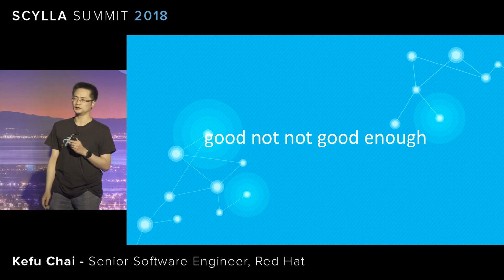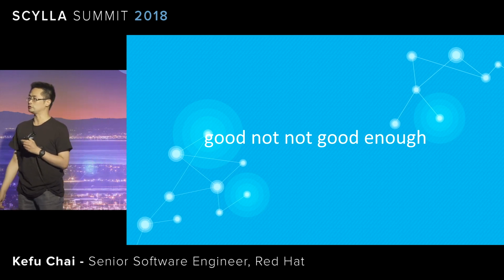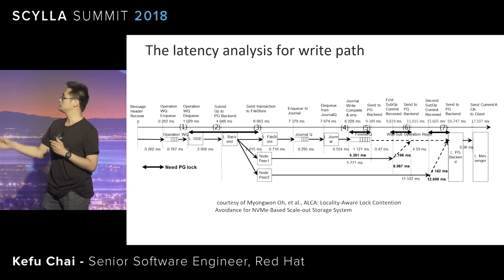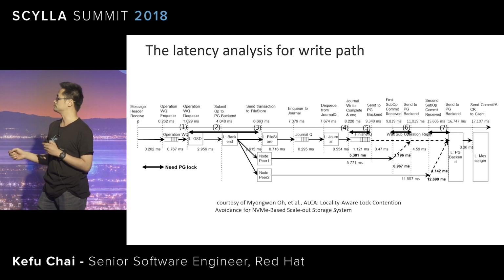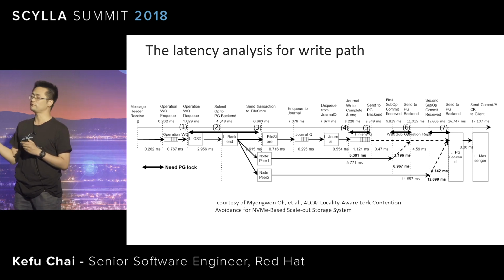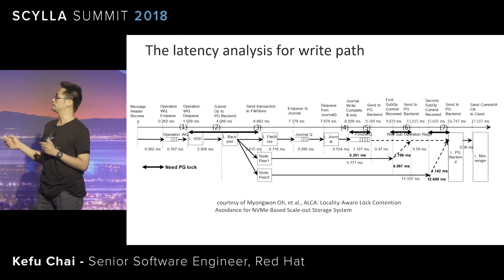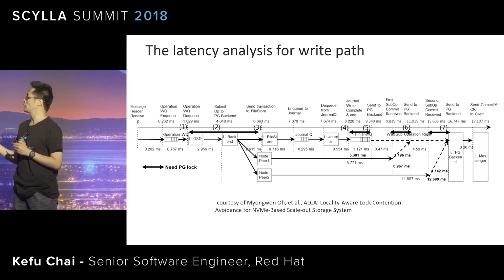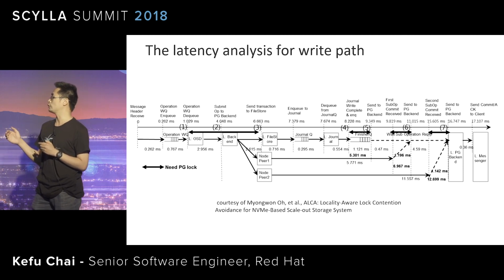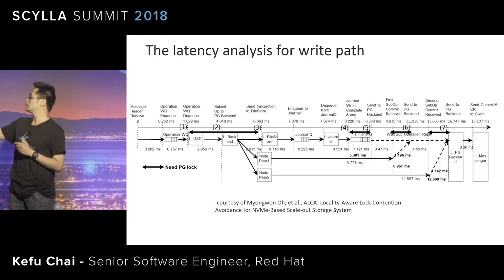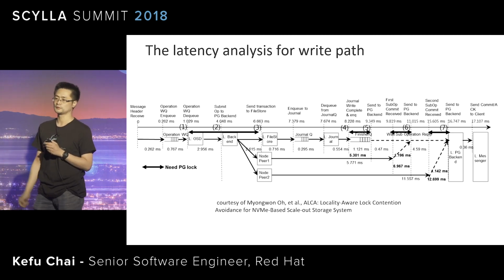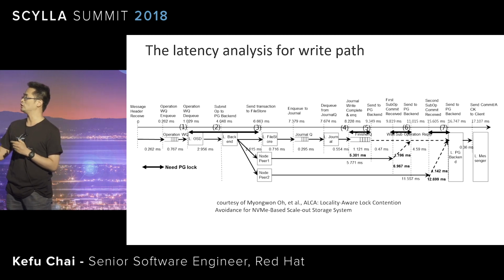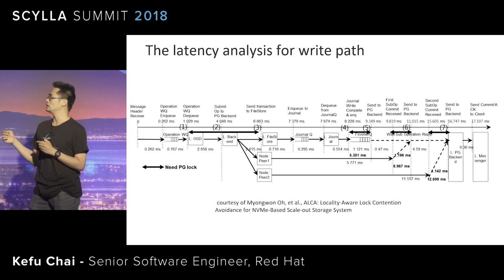Ceph is good, but it fails to meet our expectations sometimes. This is the analysis performed by SK Telecom. They were trying to identify the latency in write requests when we serve them. They found that there are 7 places where we're holding an exclusive lock, namely the PG lock. So when the PG lock is held by a request, none of the other write requests is able to proceed.